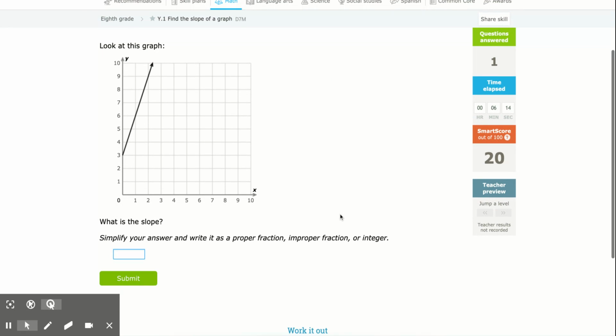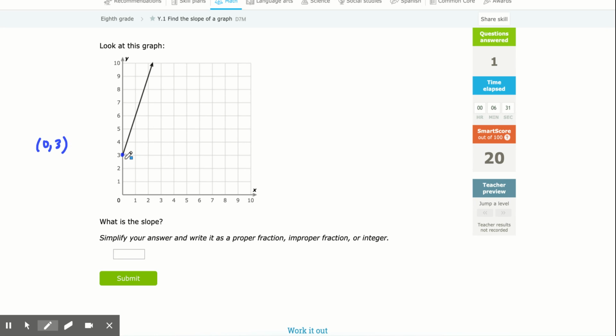So here's another line. Again, the first thing you're going to do is find the first nice point you can find. I like this point right here that has an x value of 0 and a y value of 3. Then I'm going to find this next nice point, which is right here, which has an x value of 1 and a y value of 6.